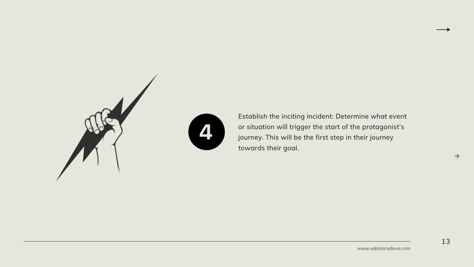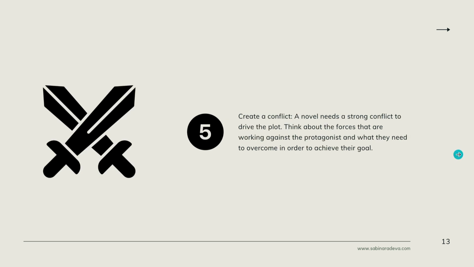4. Establish the inciting incident. Determine what event or situation will trigger the start of the protagonist's journey. This will be the first step in their journey toward their goal, and it is also the start of the character arc, which I mentioned previously.